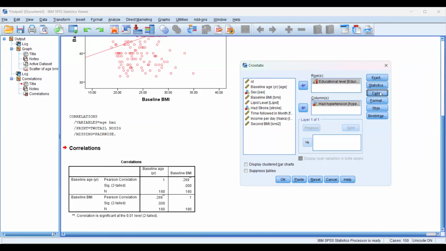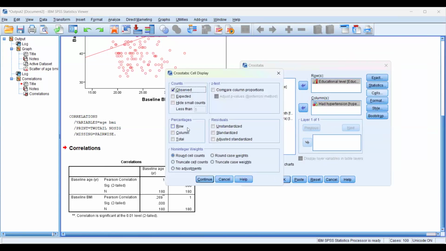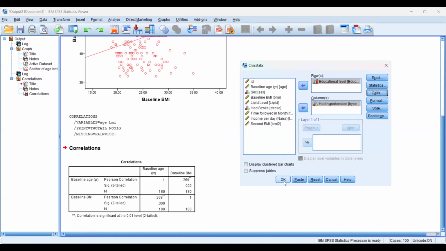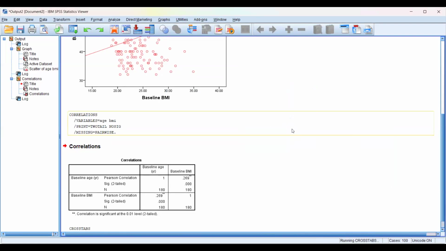I tick my chi-square and then I continue. In the cells, you have options. I can put percentages by row, percentages by column, percentages by total. That one can be done if you so desire. But just to make it faster, I will just ignore that. And then I let it display the bar chart of that analysis, the comparison of those variables. Let me have a bar chart. And then I click OK.